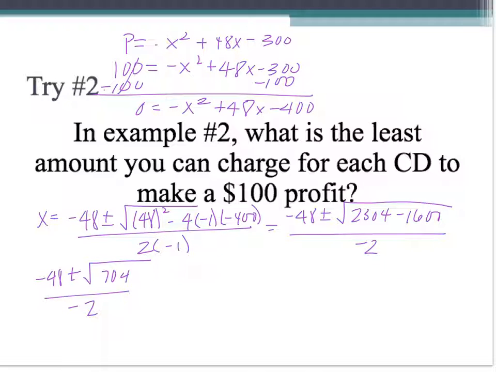So remember, we need to split that up into two problems. So let's do the first one. The first one would be negative 48 plus the square root of 704 over negative 2. Okay, so let me figure that out. Square root of 704 is about 26.53. And if I subtract 48 from that, it's going to give me about negative 21.47. And then divide that by negative 2. And that's about $10.73.